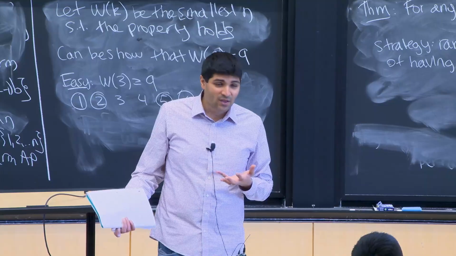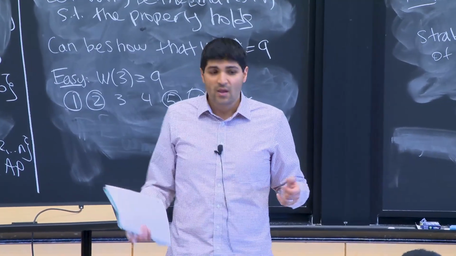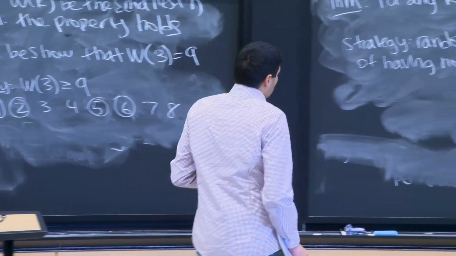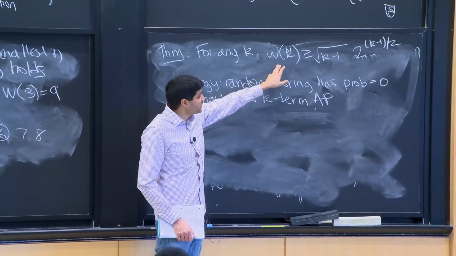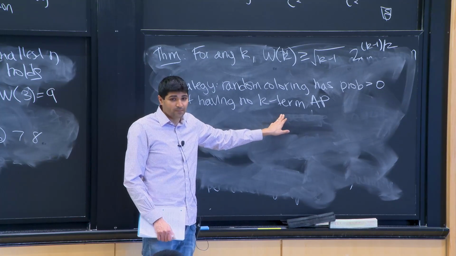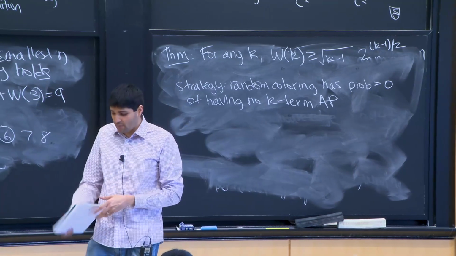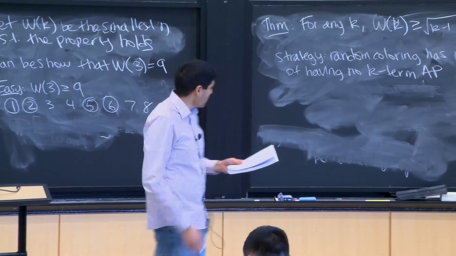I could try some things, they might or might not work, and then I might get stuck. But it turns out that the way we're going to show that there is a coloring that avoids k-term arithmetic progressions is just by showing that a random one works with positive probability. So that's what the probabilistic method is. And let's execute this strategy.